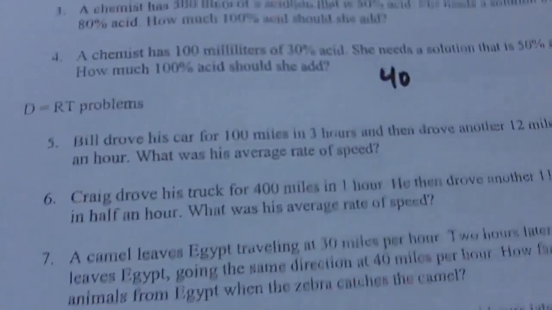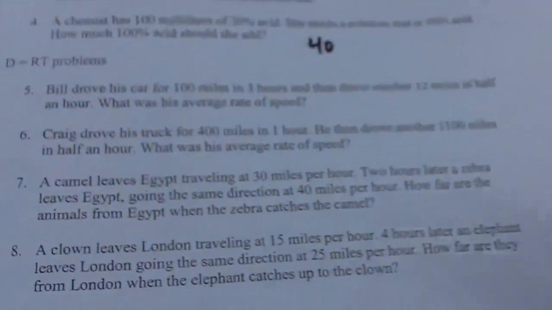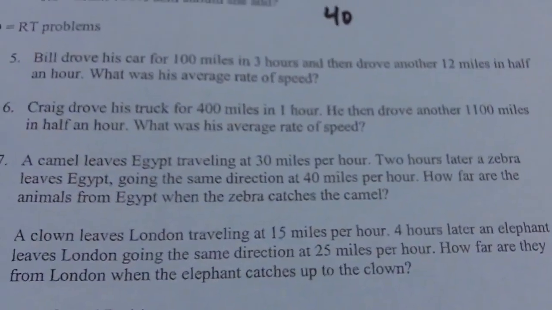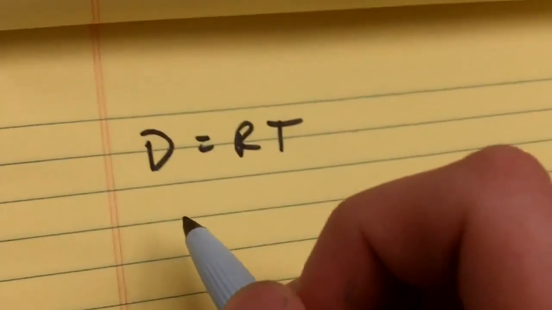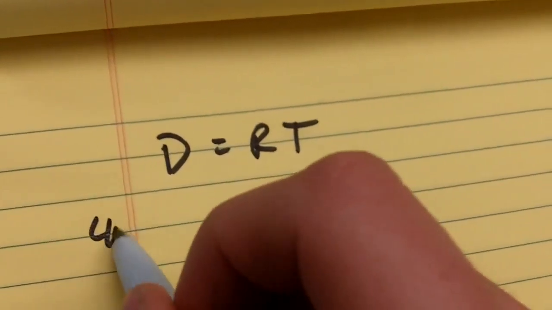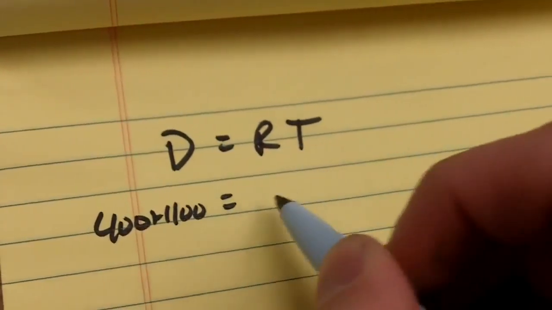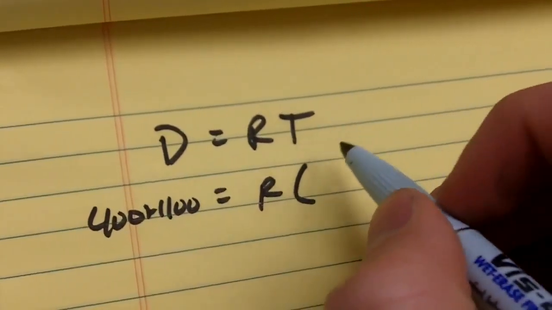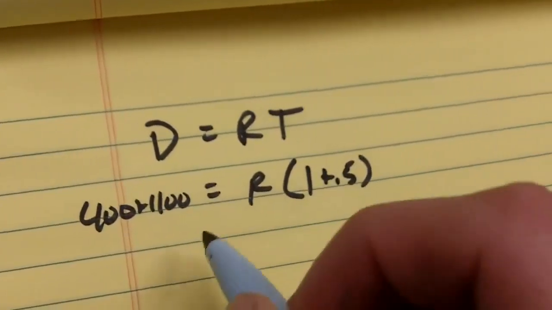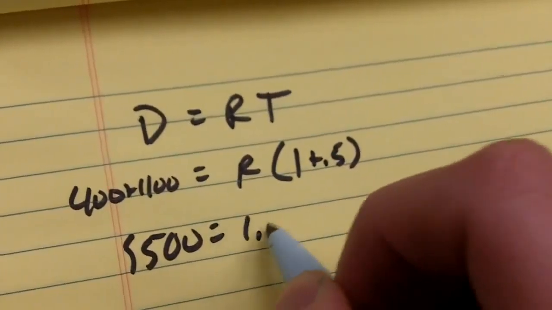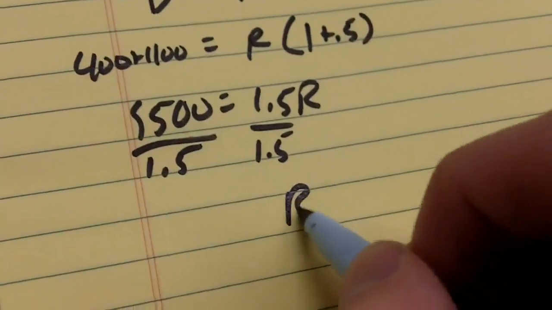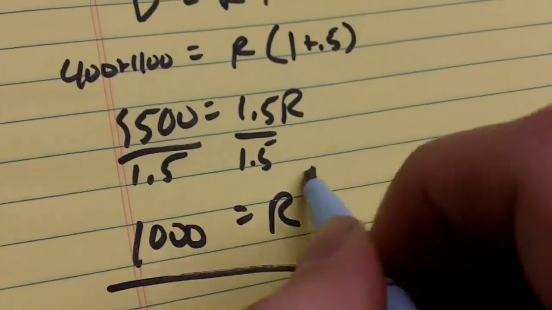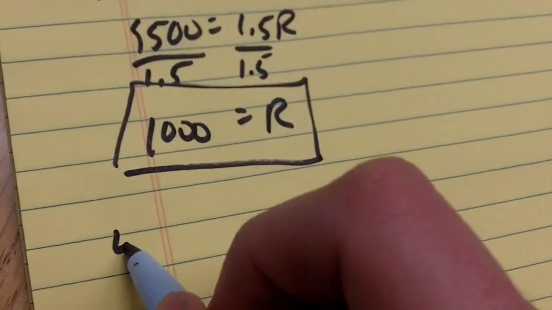Let's look at number 6. Craig drove his truck for 400 miles in 1 hour. He then drove another 1,100 miles in half an hour. What was his average rate of speed? Okay. Total distance equals total rate times total time. Total distance is 400 plus 1,100 equals the rate times the time. The time is 1 hour plus half an hour. I get 1,500 equals 1.5r, divide by 1.5, and r equals 1,000. That's my average rate. Done. Skip to 8.